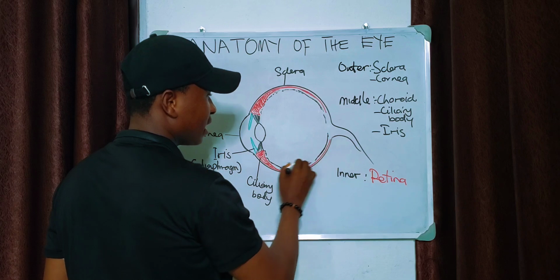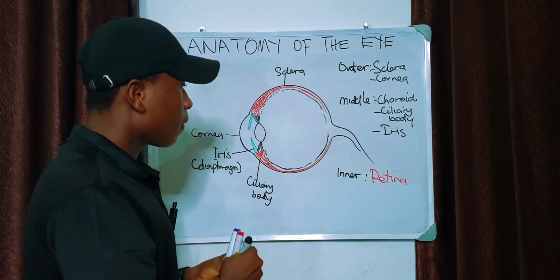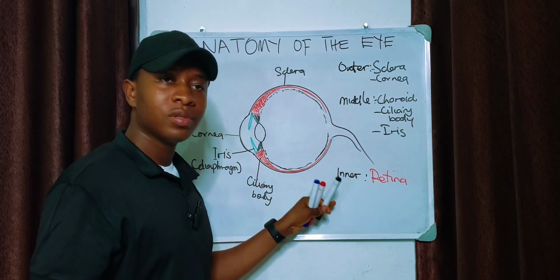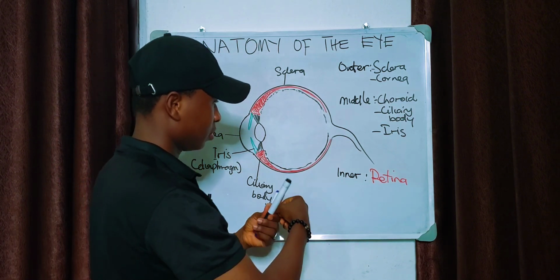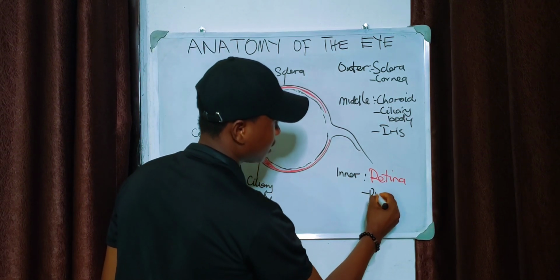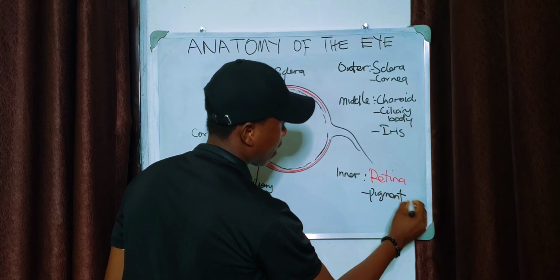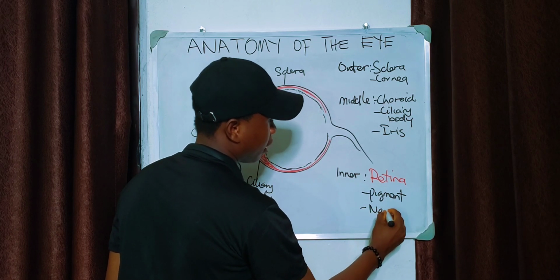Okay, so this is the pigmented layer. Now, the next layer that follows is the neural layer. So let's write that down. Pigmented or pigment layer and neural.